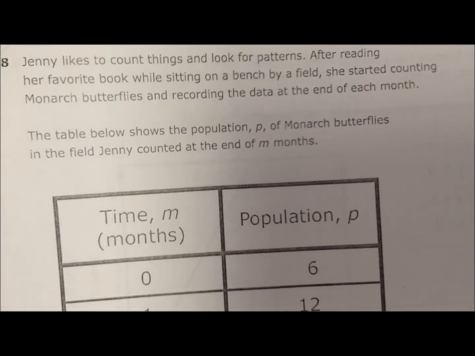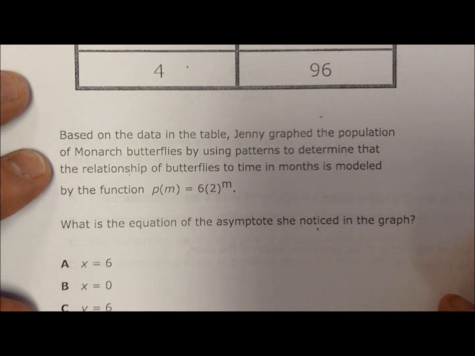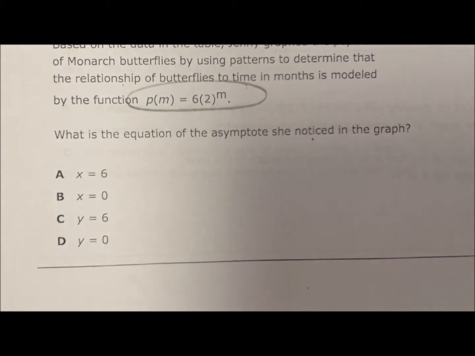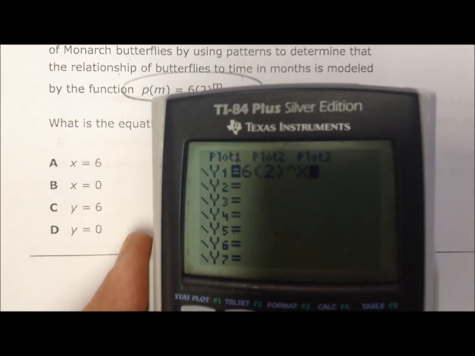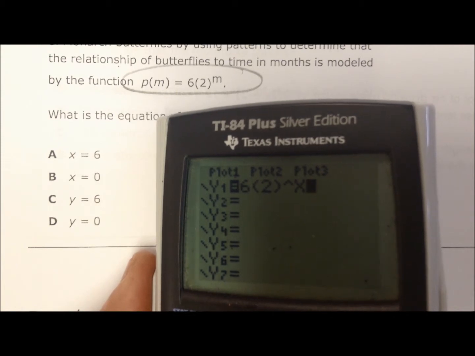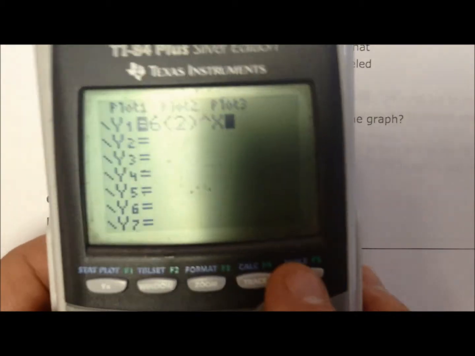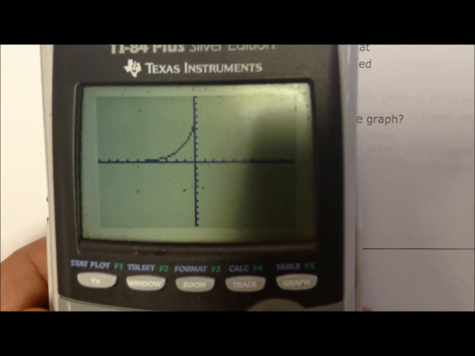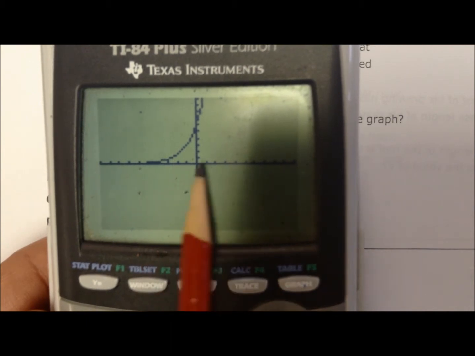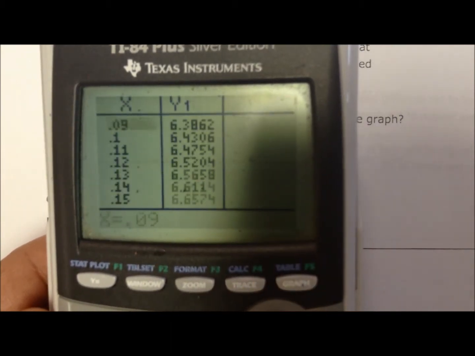All right, we got some data here, but the good news is this is really all we need right here. What is the equation of the asymptote? I don't know. Why don't we plug it in our calculator and find out? So we have 6 times the base of 2 raised to the x power. All right, that looks like what we have there. We'll hit graph. You'll see that it's a growth. And we notice that we have this asymptote right here.